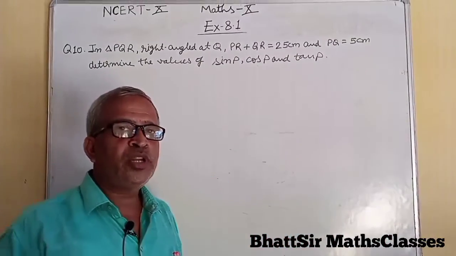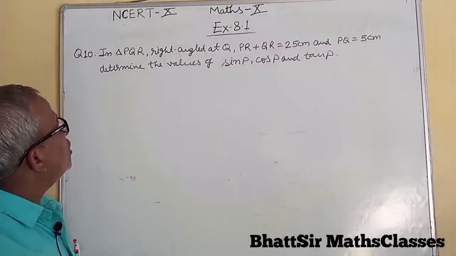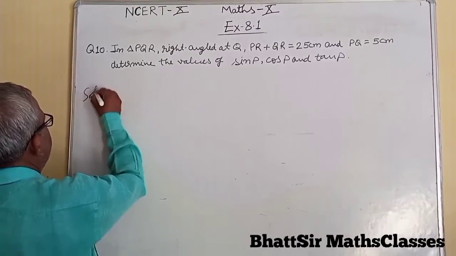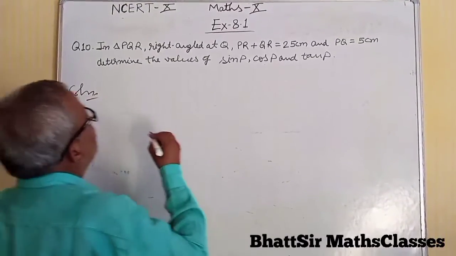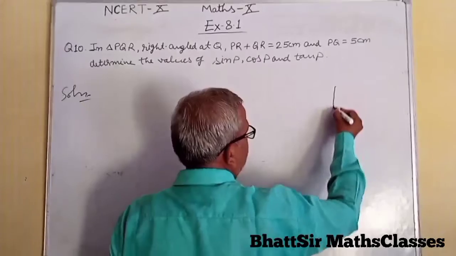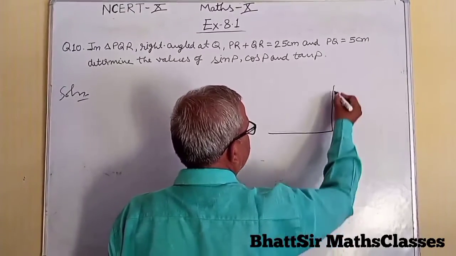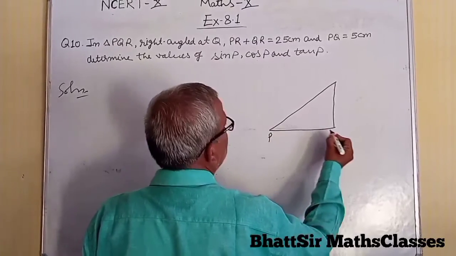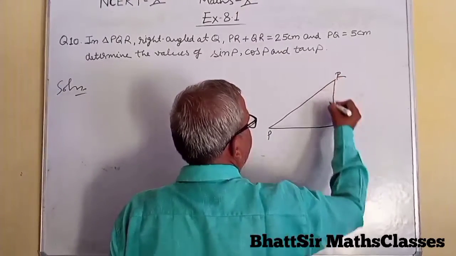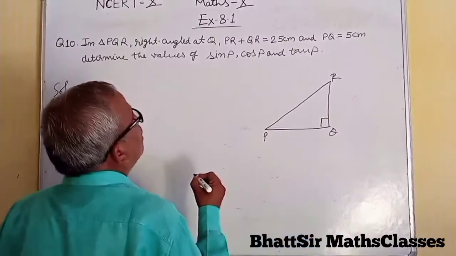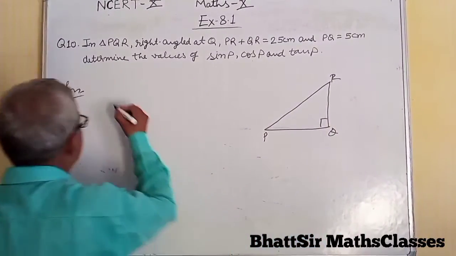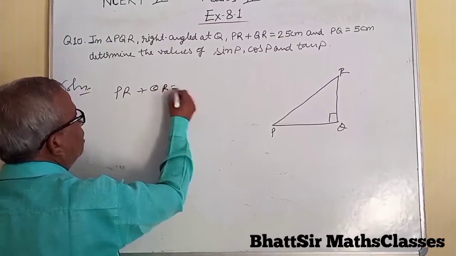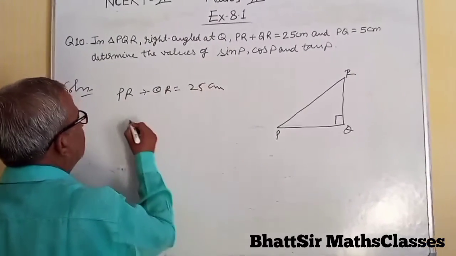Now I am attending question number 9 of NCERT 10th standard. I am giving a solution. Make a triangle PQR right angled at Q. PR plus QR equal to 25 centimeter.